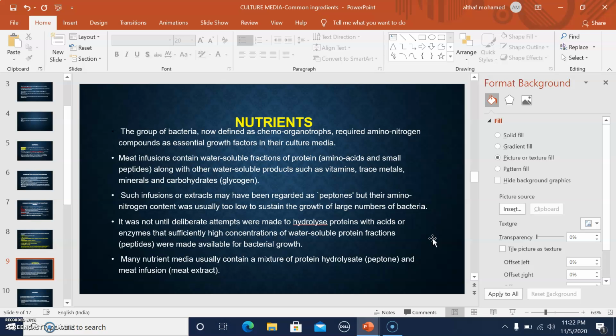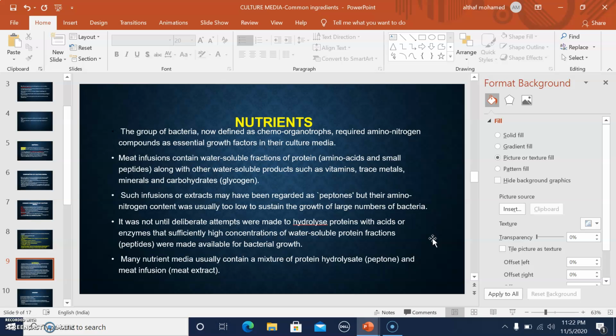Meat infusions contain water-soluble fractions of proteins. Proteins means amino acids and small peptides along with the water-soluble products such as vitamins, trace metals, minerals and carbohydrates. Such infusions or extracts may have been regarded as peptones, but their amino acid nitrogen content was usually too low to sustain the growth of the number of bacteria.